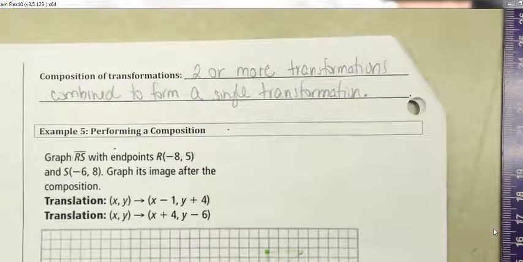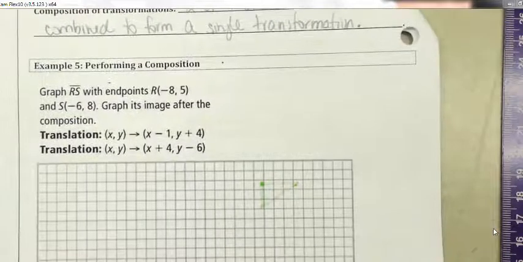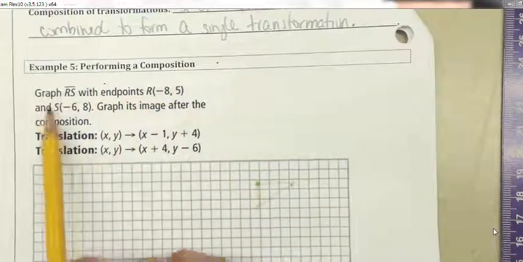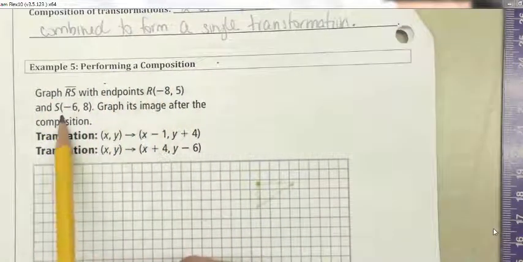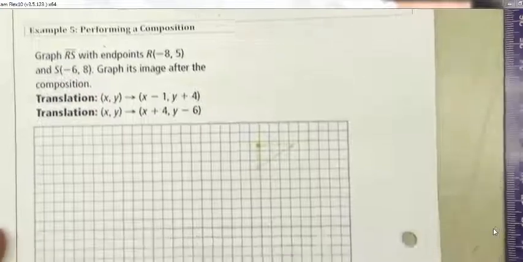So let's do a composition of transformations here. So this is performing a composition. We're going to graph segment RS with endpoints R and S. Okay, so let's start with that.